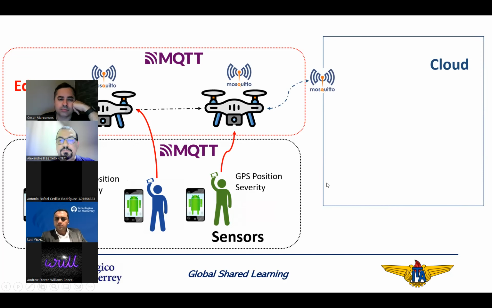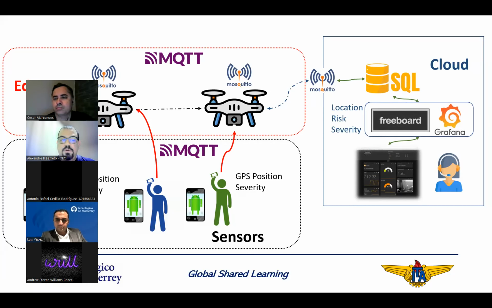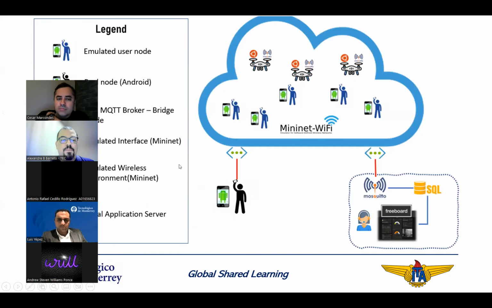In the cloud, this broker stores the information in the SQL database, and you have the dashboard, created using Freeboard or Grafana or any other dashboard application that you want. This dashboard goes to the database, collects the information, and creates a nice dashboard to support the operation. It presents the information based on geolocation and shows the risk and the severity of the people.